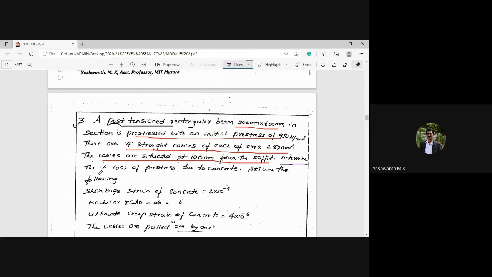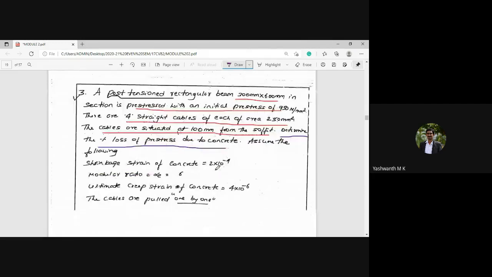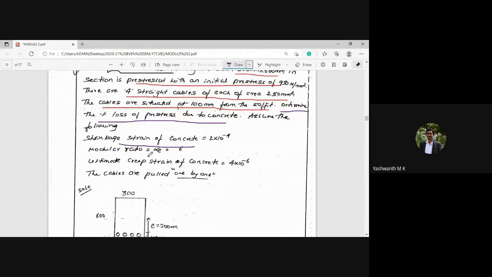Determine the percentage loss of pre-stress due to concrete, assuming the following. What are all the data they have given? Shrinkage strain, modular ratio, creep strain. And one more thing they have highlighted: the cables are pulled one by one. Please observe this, it's a very, very important thing. So the cables are pulled one by one.